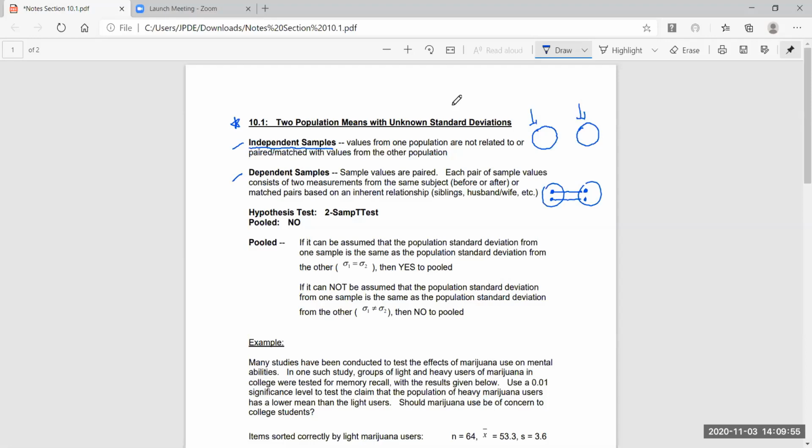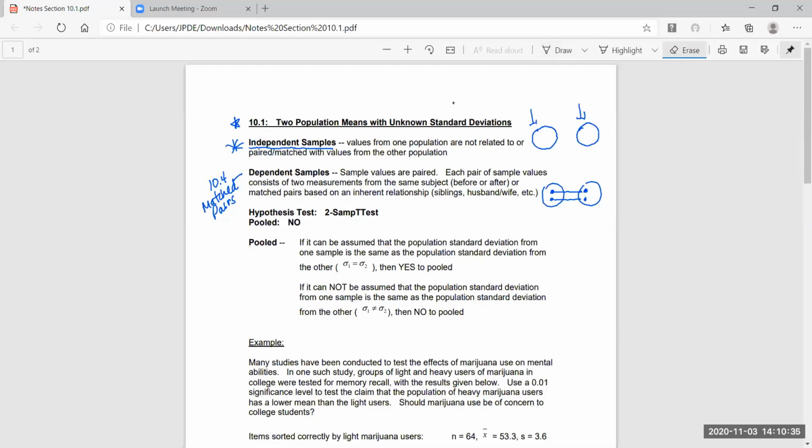Siblings would be another connection. You know, maybe you're looking at some sort of study and you're comparing siblings and their heights or their IQs or something like that. You would want to connect someone to their own sibling. So in this section, you're going to have independent samples. In section 10.4, we're going to learn something called matched pairs. And the dependent sample part will make a little more sense then, because you will have pairs that need to be matched up.